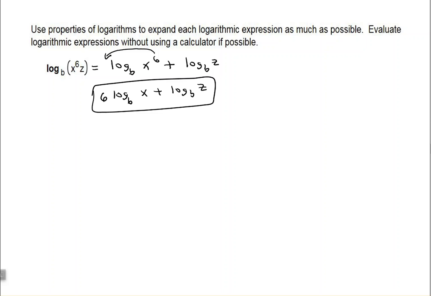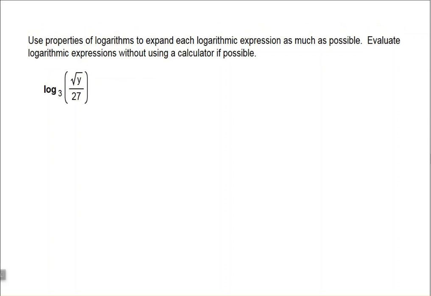Okay, let's look at another example. Here we have log base 3 of the square root of y over 27. So using the quotient rule, I can rewrite this into two separate logarithms. Keep in mind that the square root of y is the same thing as y to the 1/2 power. So now I have log base 3 of y to the 1/2 power minus log base 3 of 27.